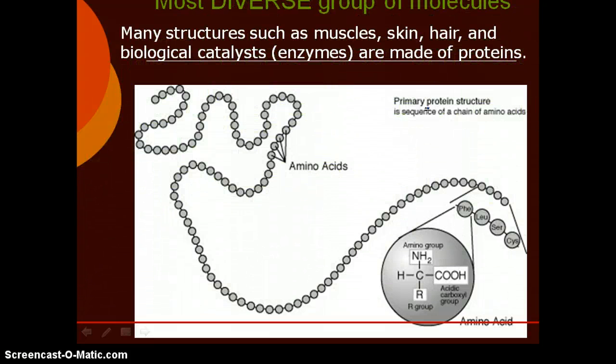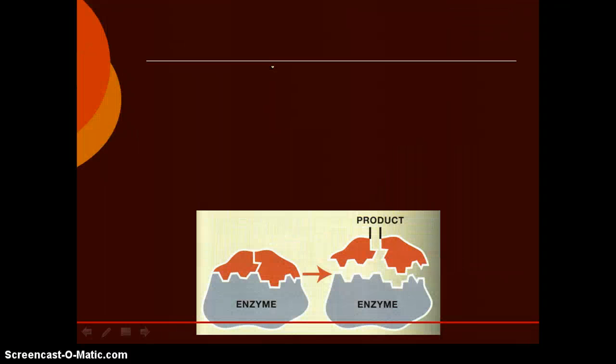Okay, so some places that proteins are used: muscle, skin, hair, and then a big key one today that we're going to talk about are enzymes. And enzymes are crucial to our body. We'll show that here on the next couple slides.